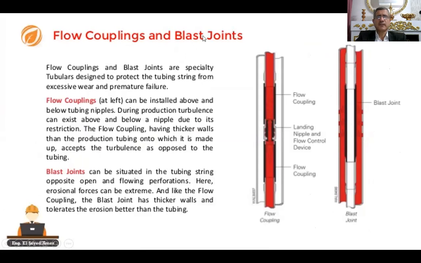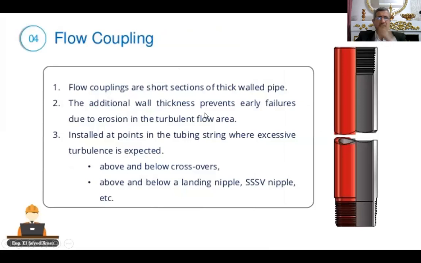For flow coupling and blast joint, these are run to reduce or prevent at least the erosion due to turbulent flow inside the tubing, and this is blast joint to protect it from the erosion that is resulting from the flowing of hydrocarbons from the reservoir to the completion. And it has bigger wall thickness than the normal tube. Here is the flow coupling.